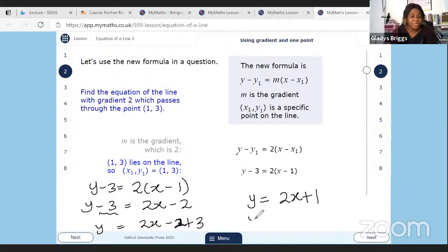Now it's in the format y is equal to mx plus c. And that's the equation of the straight line that has a gradient 2 and which includes this point. Yeah, so that's how we do it. So write that one down, and then you can do one for me.